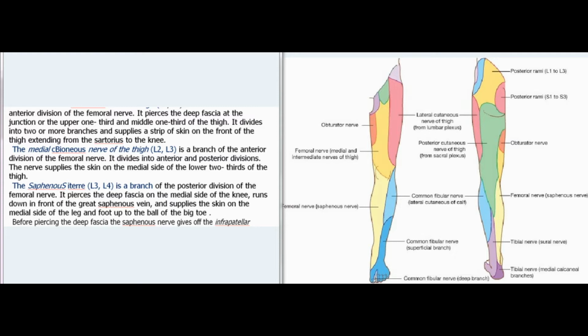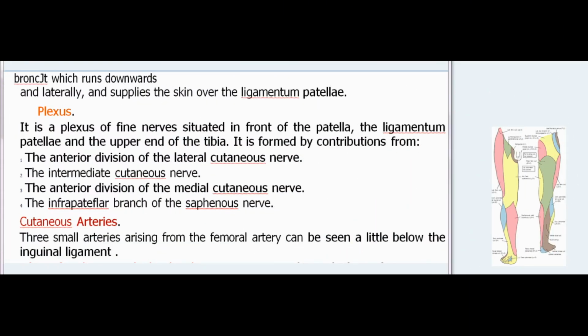The saphenous nerve, L3, L4, is a branch of the posterior division of the femoral nerve. It pierces the deep fascia on the medial side of the knee, runs down in front of the great saphenous vein, and supplies the skin on the medial side of the leg and foot up to the ball of the big toe. Before piercing the deep fascia, the saphenous nerve gives off the infrapatellar branch, which runs downwards and laterally, and supplies the skin over the ligamentum patellae.